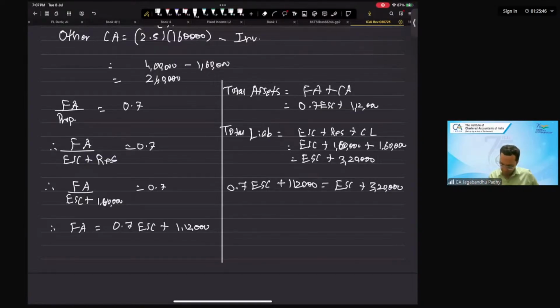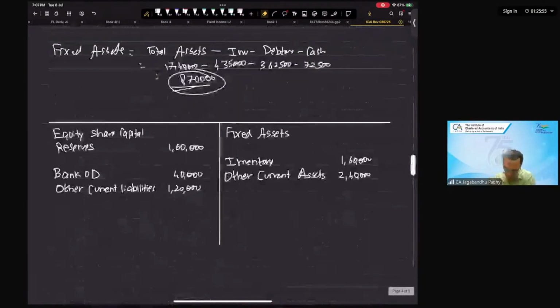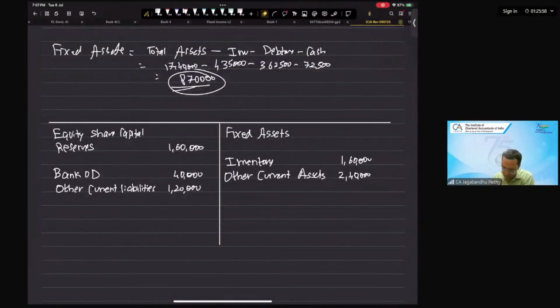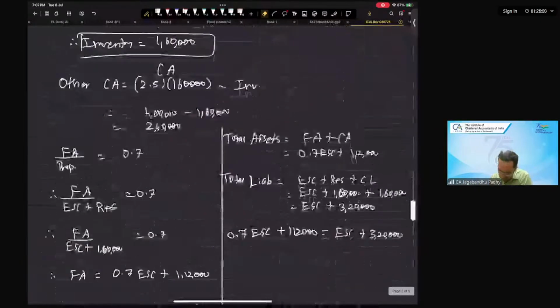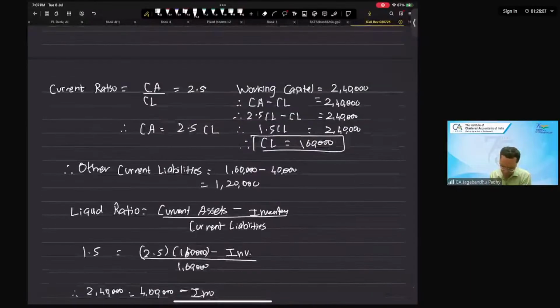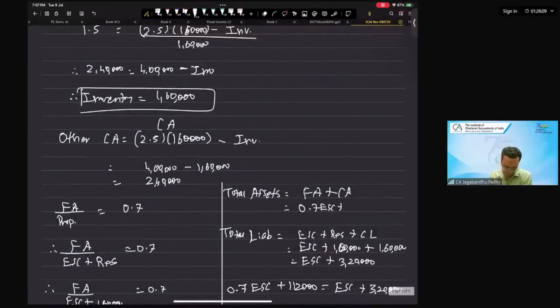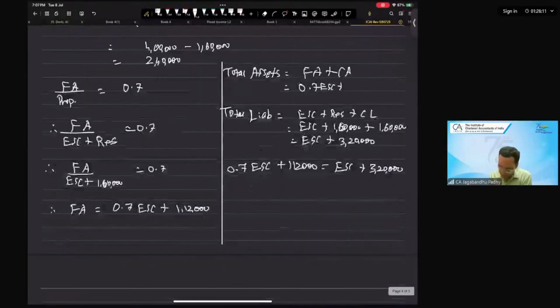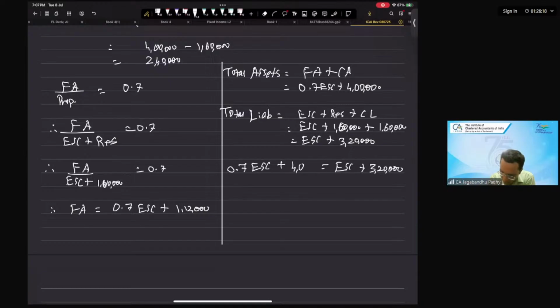right? So we'll definitely say 0.7. One second, there is some issue. Inventory is 160 and 240. This current asset is wrong. Current assets should be 4 lakh, right? Total current assets should be 4 lakh. Yeah. It is 0.7 plus 4 lakh.